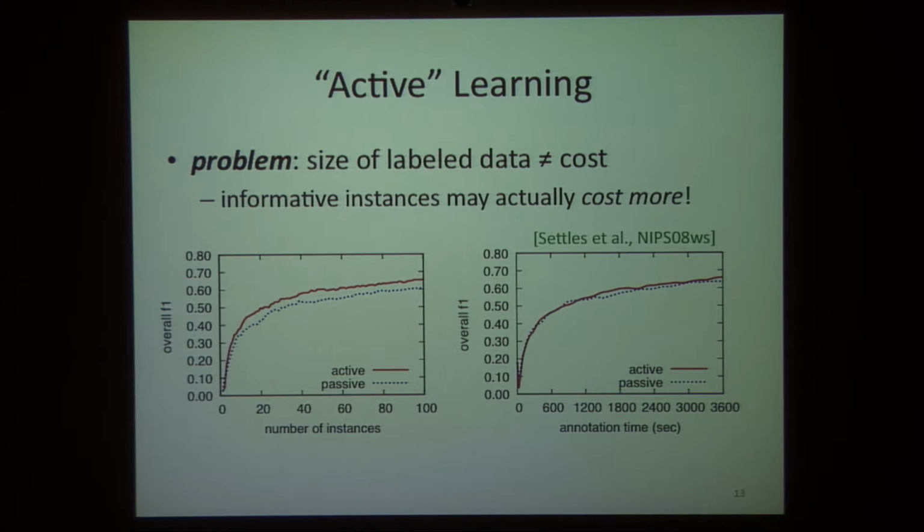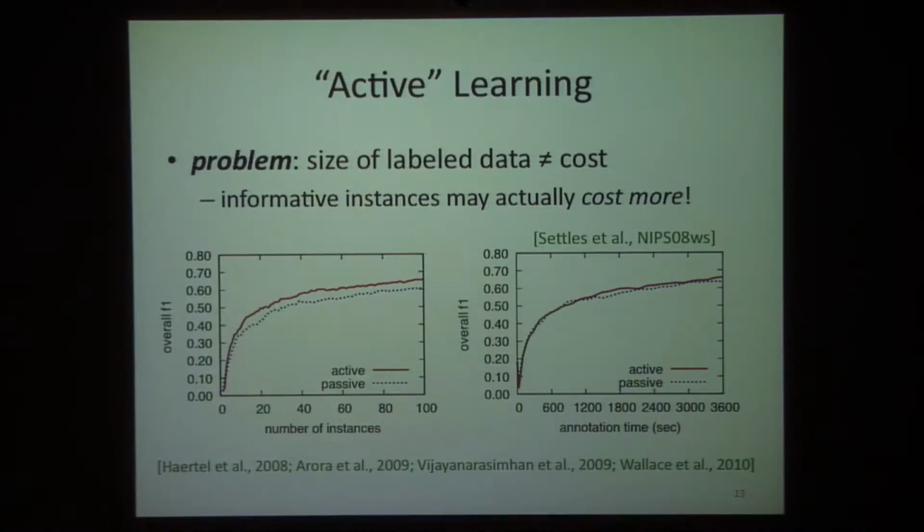And one reason for this is perhaps the most informative instances for the machine learner are difficult for the machine for similar reasons that they're difficult for people, so it takes people longer, and so on and so forth. And this phenomenon has also been observed in other domains, other NLP domains like part-of-speech tagging, computer vision domains, information retrieval, and so on and so forth.